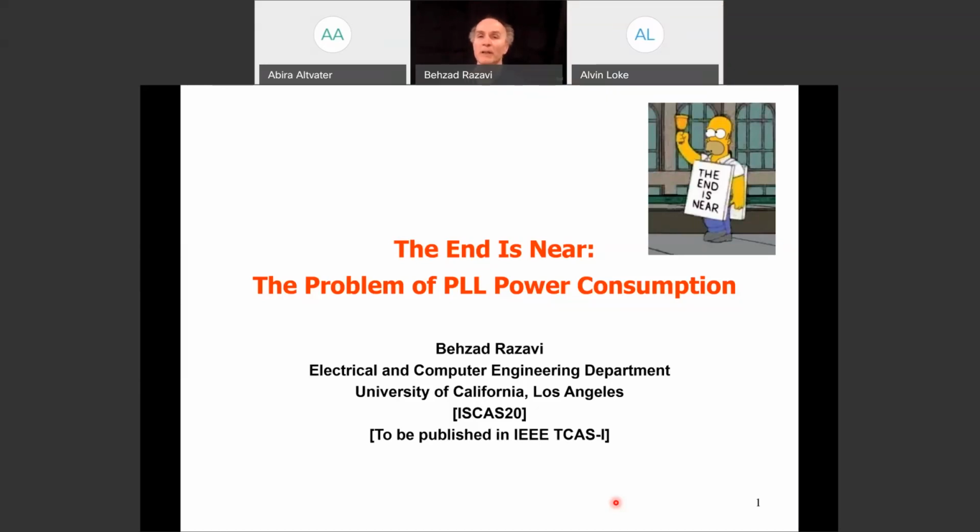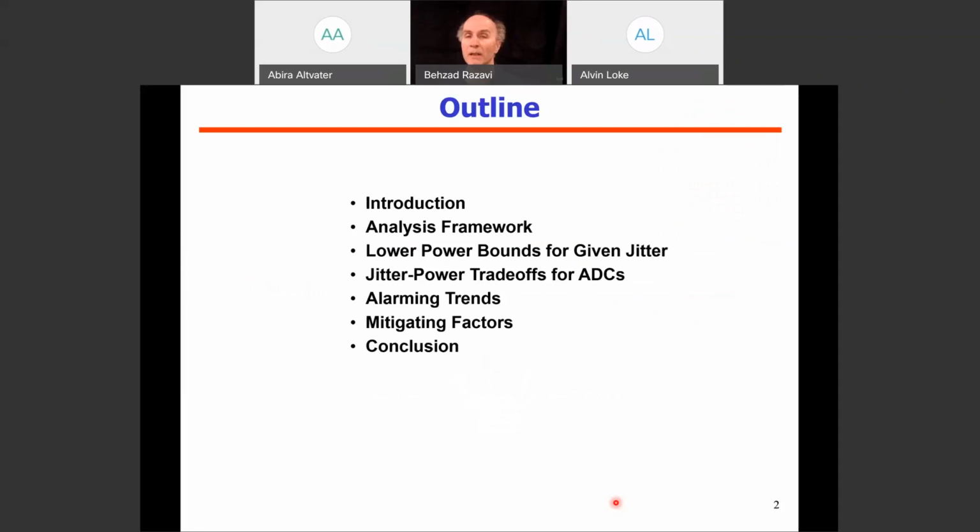Today, I would like to talk about the trade-offs that we face in the design of phase lock loops in terms of jitter and power consumption. I will begin with some introductory remarks and show why we are going towards very small jitter values and what applications are imposing in terms of jitter. And then I will present the framework that I have used for my analysis and the assumptions that I have made to be able to derive some simple intuitive equations that predict the future trends.